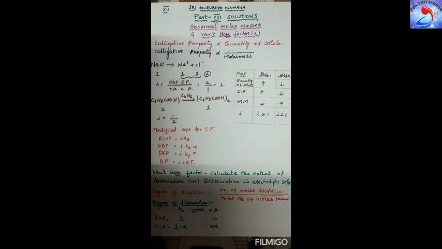In today's session, we are going to learn about abnormal molar masses and Van 't Hoff factor. In the previous sessions, we have studied various colligative properties and how to determine the molar mass of solute particles using colligative properties like relative lowering of vapor pressure, elevation of boiling point, depression of freezing point and osmotic pressure. Today, we are going to understand what is abnormal molar mass and Van 't Hoff factor.